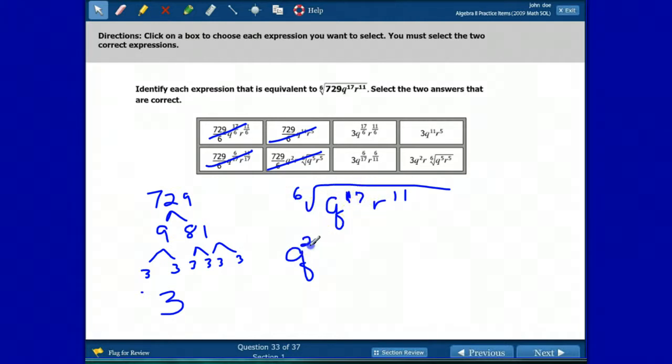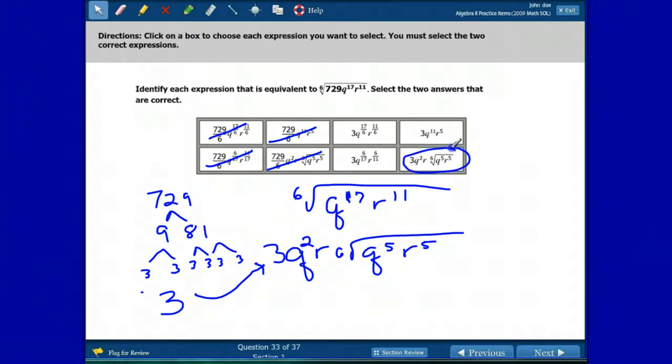I'll have q squared because I've taken 12 out. Remember, a group of 6 and another group of 6, so I'm using 12. I still have 5 of them left over. That's looking good right now. R to the 11, groups of 6, I can only take out one group of 6, and I'm still left with 5 of them. So throw that 3 in the front, and that looks like this guy right here.